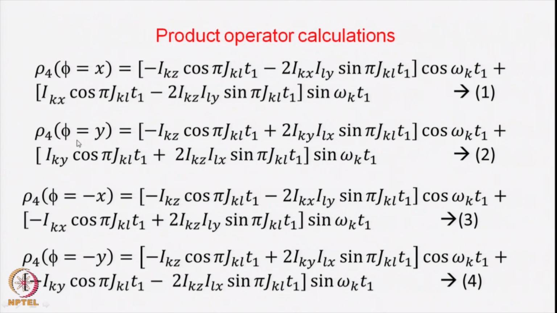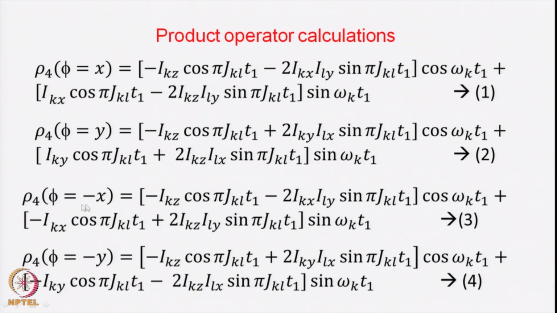When phi was changed to 90 degree phase, then of course you had these changes here, this remained the same, this changed to plus 2 iky ILX and this changed to iky, coefficient being the same, and this changed to plus 2 ikz ILX sin pi j k L T1. Okay, notice here there is a change, Lx here and Ly there.